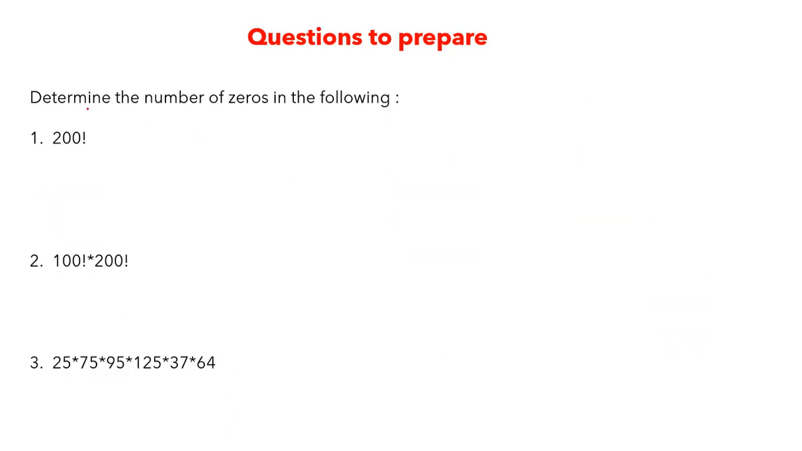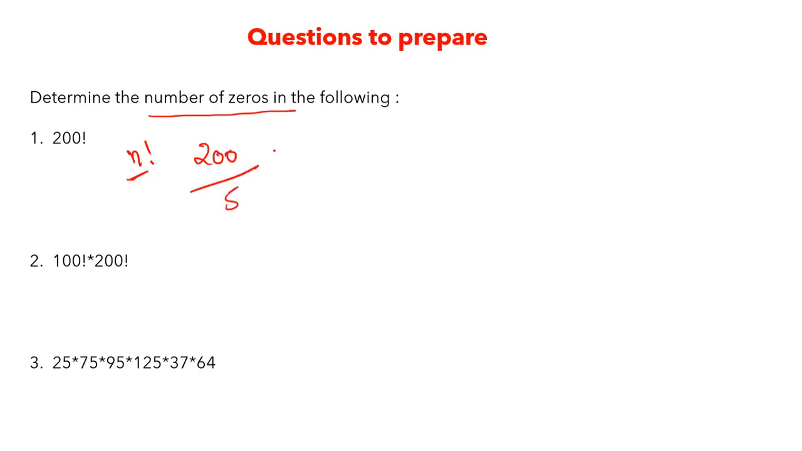Now here I am going to discuss a very important concept, that is to determine the number of zeros. If a number is given in the n factorial format, how do we determine the number of zeros? For this sort of format, you have to keep on dividing the number n by 5 till the number becomes so small that it cannot be further divided by 5. Let me show you what I actually mean by this.